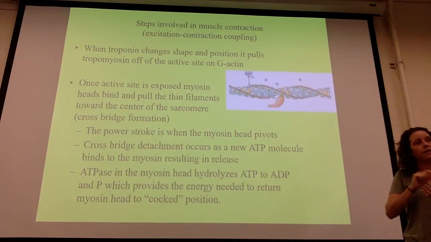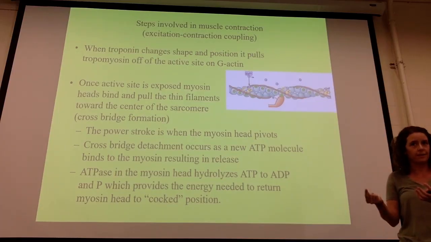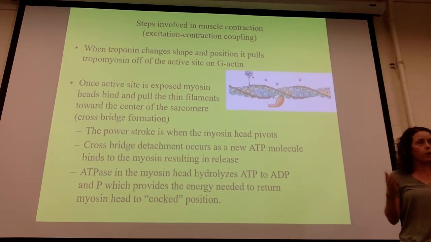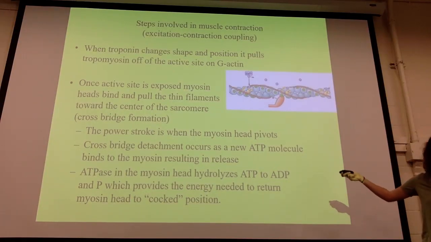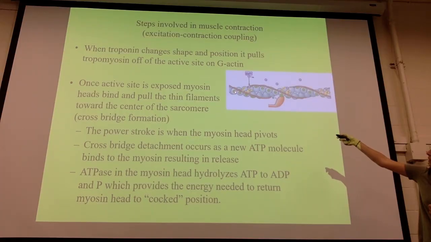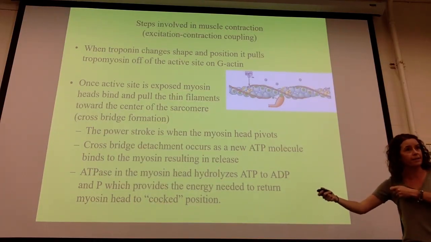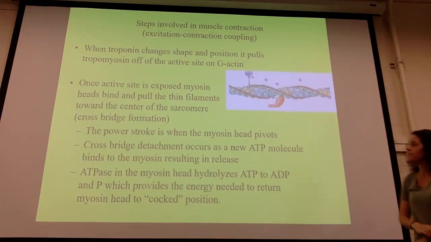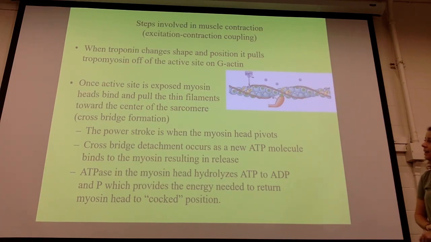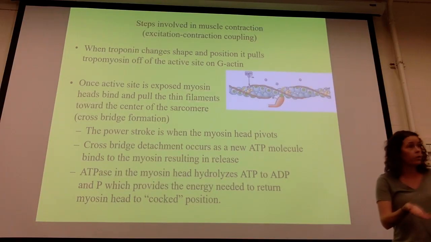Because troponin is also bound to tropomyosin, when troponin changes shape, it pulls tropomyosin off of those binding sites. So the binding sites are shown here in green, and you can see this arrow is indicating this tropomyosin is being pulled off of the binding site. Next step, once the active site is exposed, myosin head binds and pulls thin filaments towards the center of the sarcomere, cross-bridge formation. We talked about this part already.